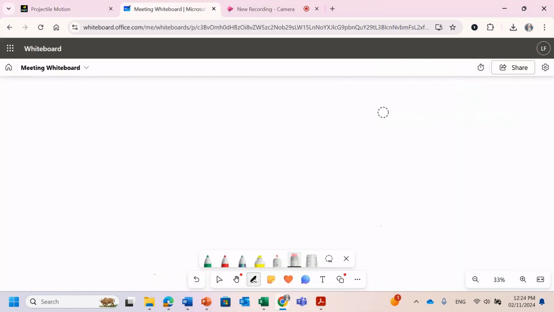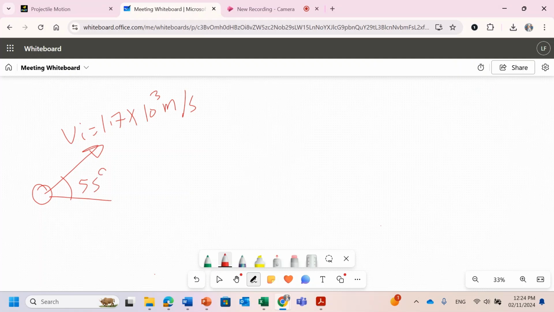When you solve it, always try to graph to understand the question, and write the givens at the same time. So V initial here is 1.7 times 10 to the power 3 meters per second. It is launched with an angle, and this angle is 55 degrees. Now, when we have V initial, I always have V initial in x direction and V initial in y direction.